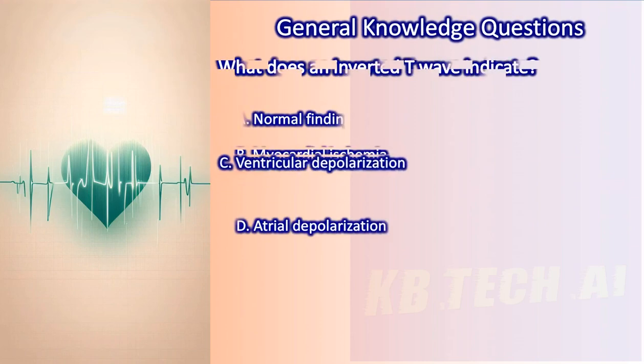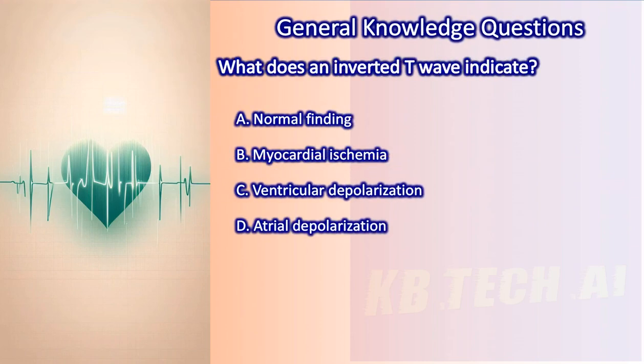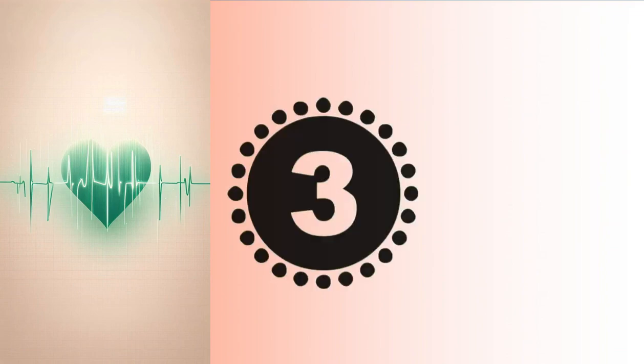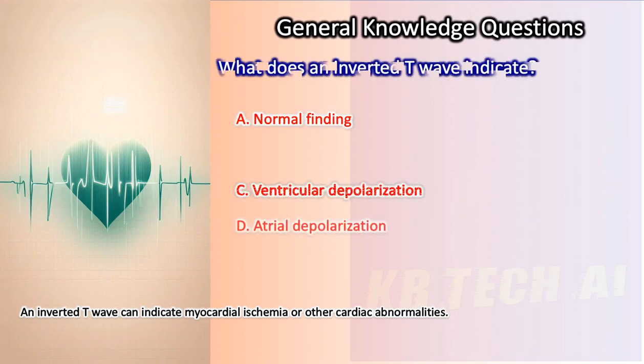What does an inverted T wave indicate? Option 1, normal finding. Option 2, myocardial ischemia. Option 3, ventricular depolarization. Option 4, atrial depolarization. The answer is option 2, myocardial ischemia.